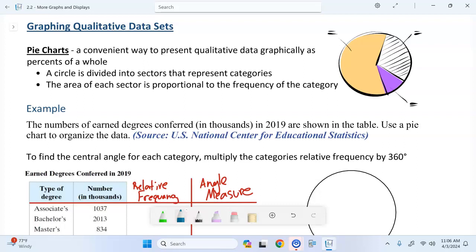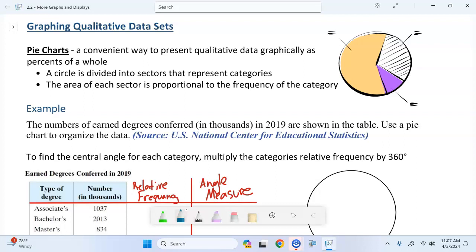Now, both of those data sets were quantitative. They were numerical data values. Not all of our data is quantitative. Some of it is qualitative. Well, you can't graph college degrees on a number line because there's no number associated with it. So we have to have other ways to describe that information. That's qualitative. Very, very common is our pie charts, pie graphs.